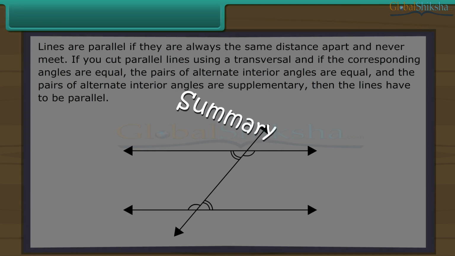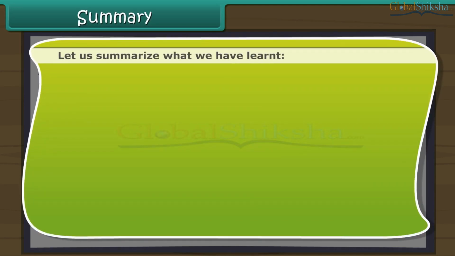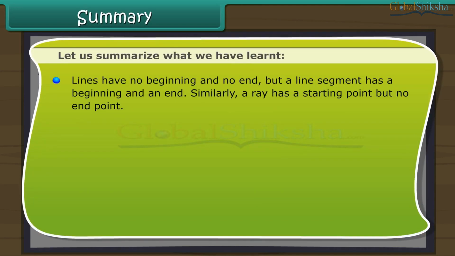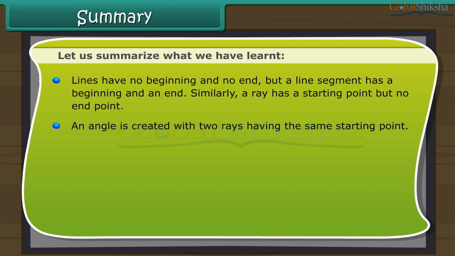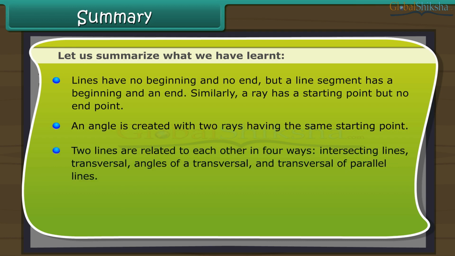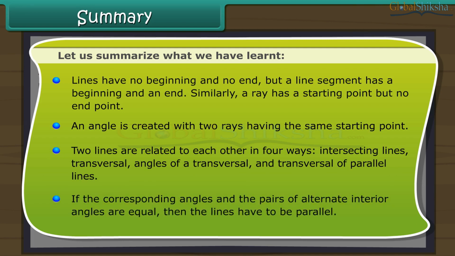Summary. Let us summarize what we have learnt. A line has no beginning and no end, but a line segment has a beginning and an end. Similarly, a ray has a starting point but no end. An angle is created with two rays having the same starting point. Two lines are related to each other in 4 ways: intersecting lines, transversal, angles of a transversal, and transversal of parallel lines. If the corresponding angles and the pairs of alternate interior angles are equal, then the lines have to be parallel.